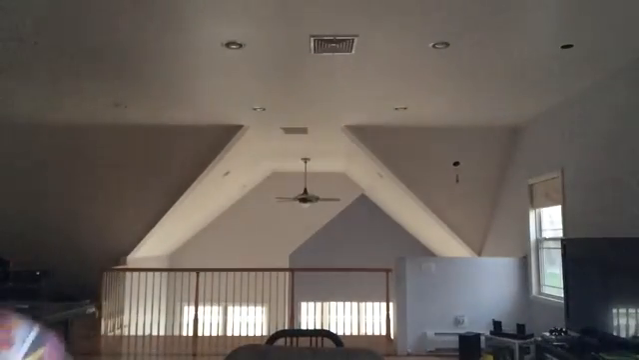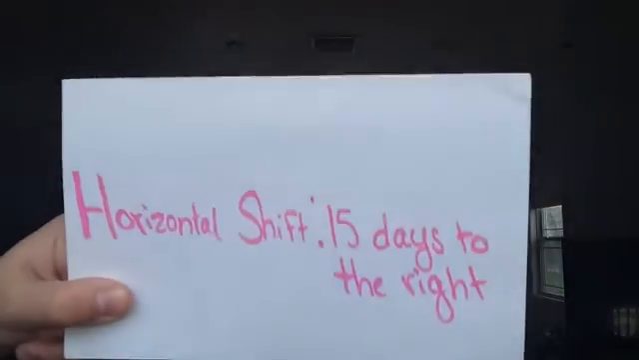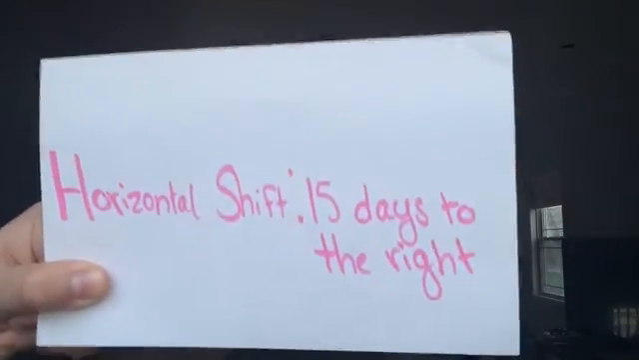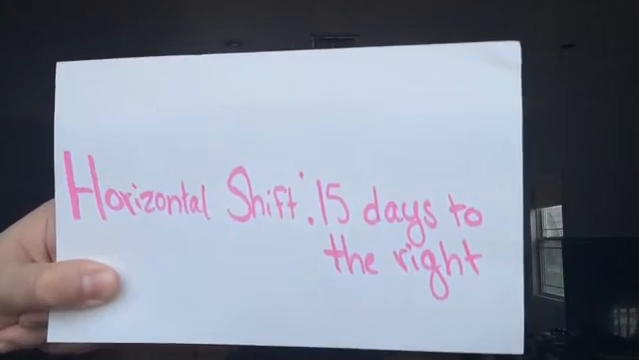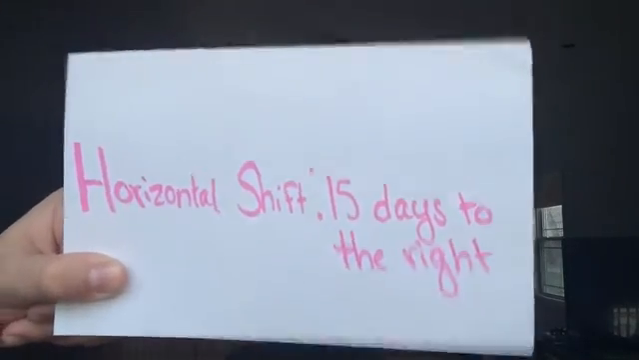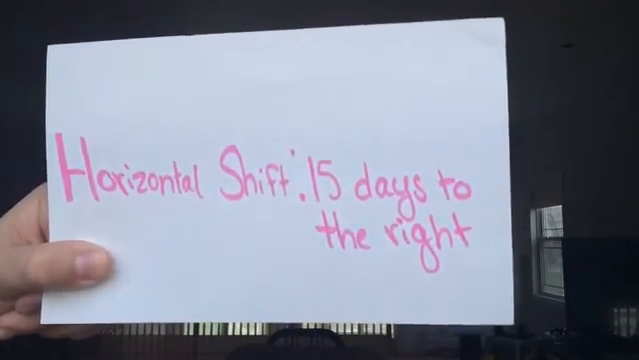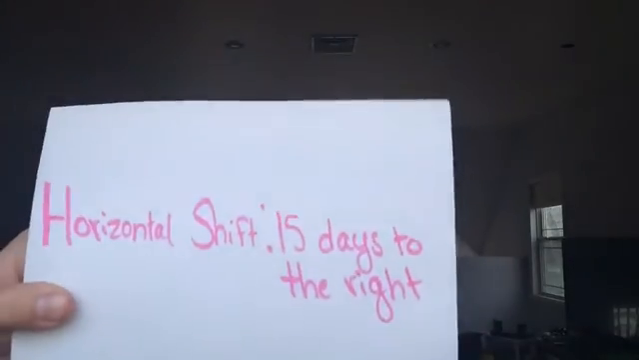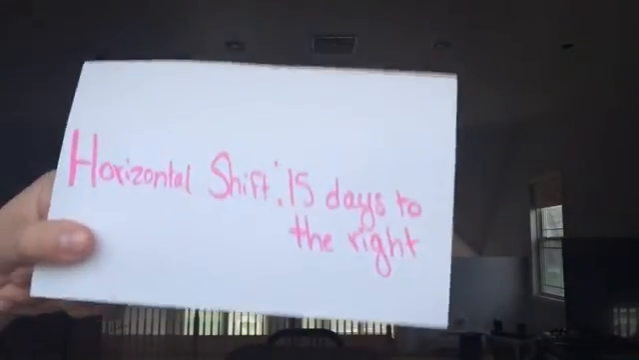The second part that we're going to talk about for the equation is the horizontal shift, which in this case was 15 days to the right, meaning that we started on the 15th day so that the graph is moved 15 days to the right.